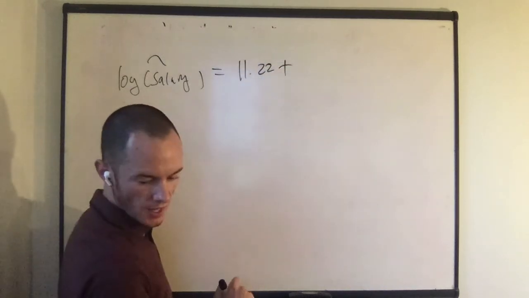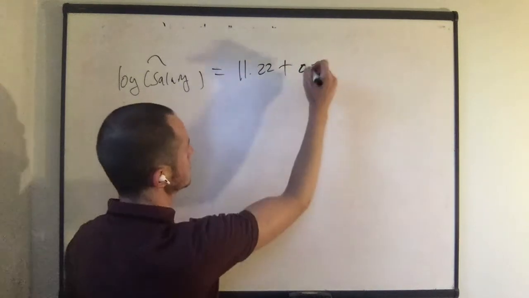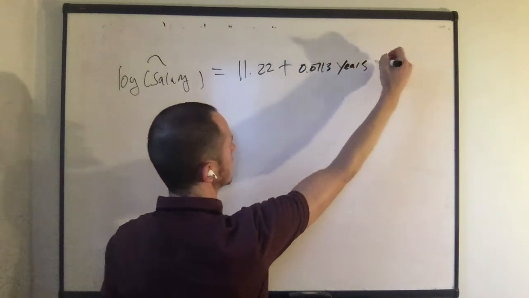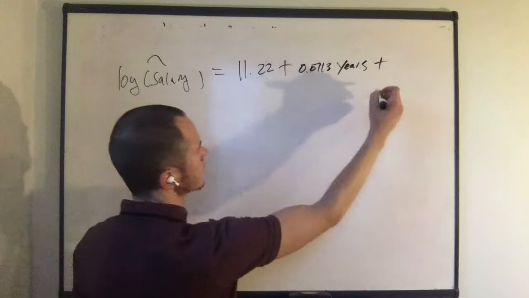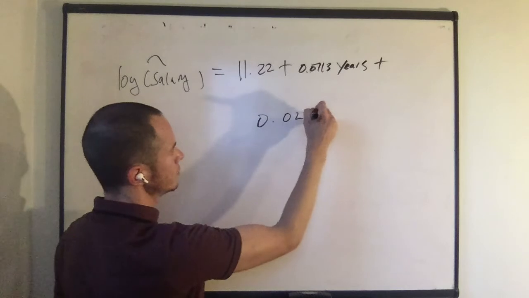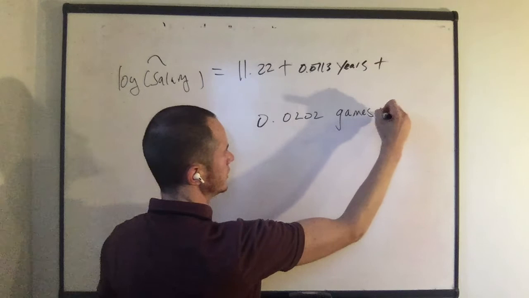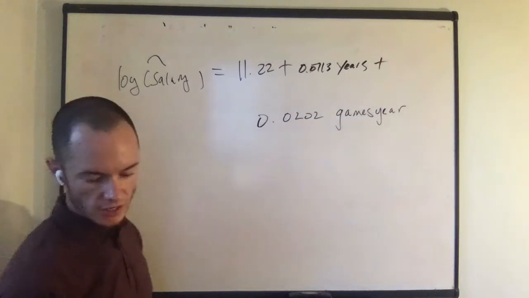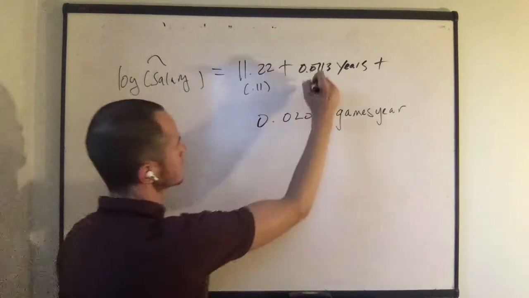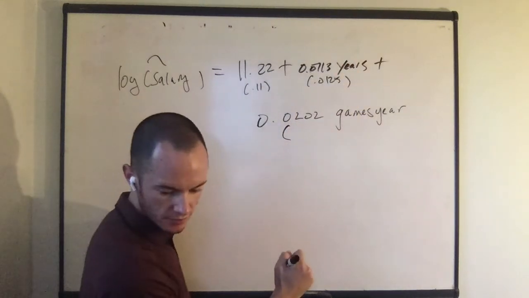11.22 plus 0.0713 times years plus 0.0202 times games per year. We have some standard errors to put underneath these things, 0.11, 0.0125, and 0.0013.